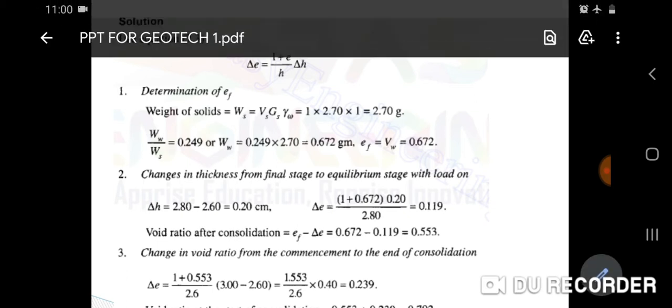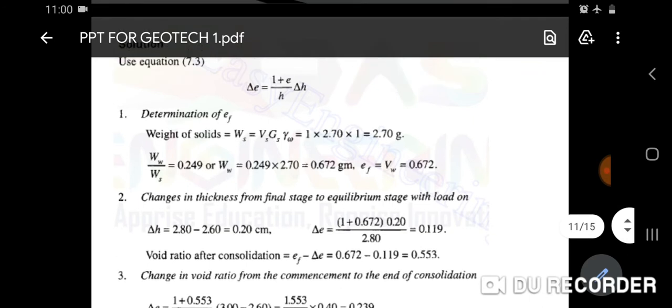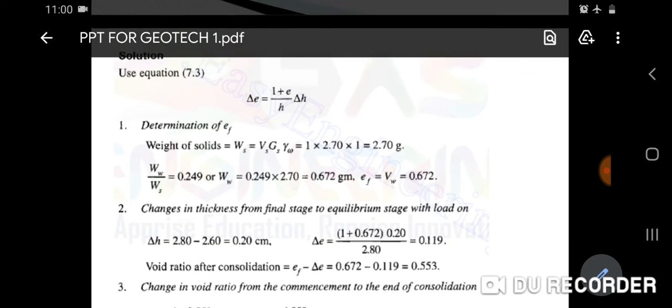You can refer to the page number in V.N.S. Murthy Geotechnical Engineering. They have given the formula for the void ratio of the sample, which is delta e is equal to (1 plus e) divided by H into delta H. Here, delta e is the change in void ratio under the load pressure, small h is the initial height of the sample, small e is the initial void ratio of the sample, and delta H is the compression of the sample under the load.